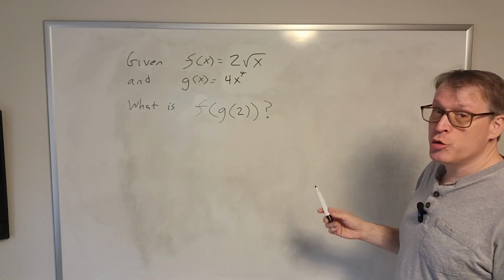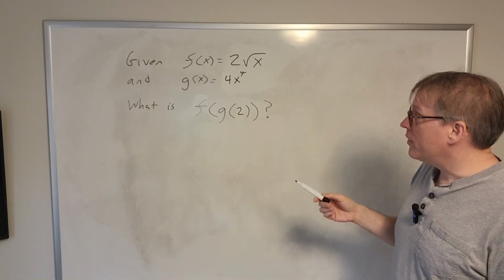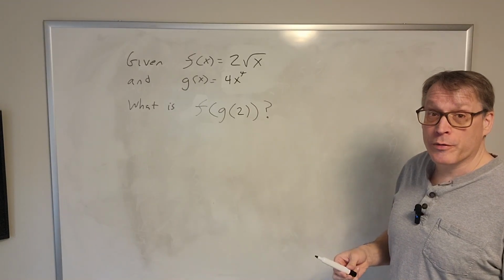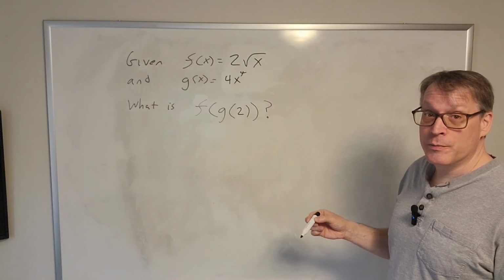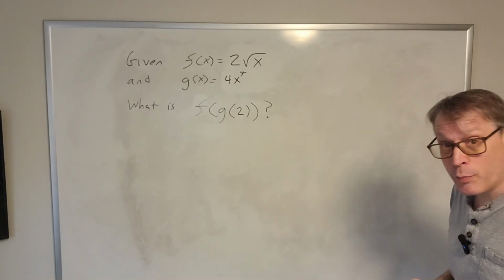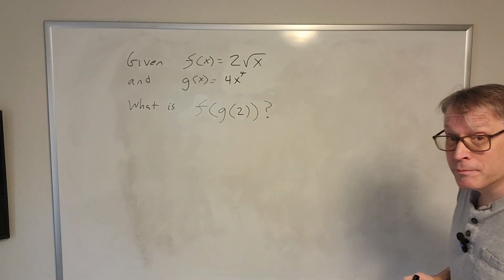f of x equals 2 times the square root of x. g of x equals 4 times x to the 4th. What is f of g of 2? Pause the video, resume when you're ready.